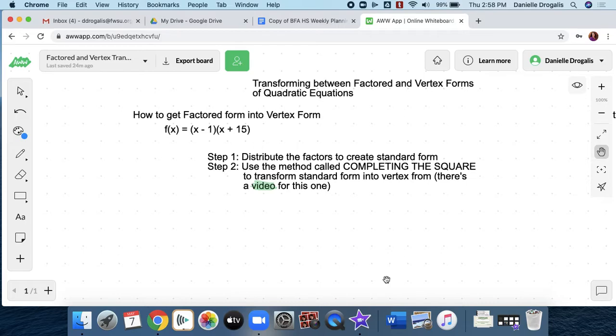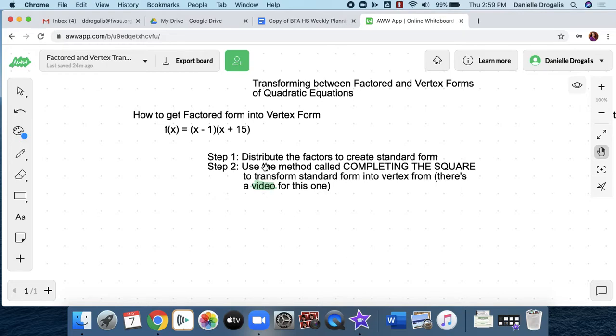This is not a straight shot. It's actually a two-step process, okay? So the other ones are much more fluid, transforming between them. So for example, factored to standard and standard to factored, those are one-shot routes that get you there. This is only one step. Going vertex to standard or standard to vertex is also kind of a direct route. But going factored to vertex, you need a stopping point at the standard form.